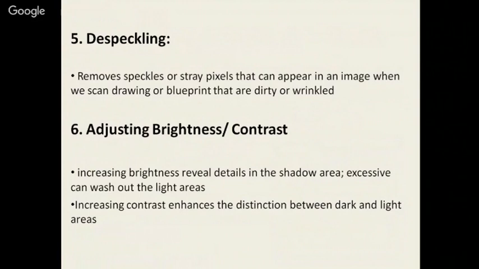So adjusting brightness and contrast. Increasing brightness reveals detail in shadow areas. Excessive brightness can wash out the light areas. So per our requirements, we can work on our raw data. We can increase the brightness if we need to work with data from the shadowed areas, or we darken it when we have to study the light areas.